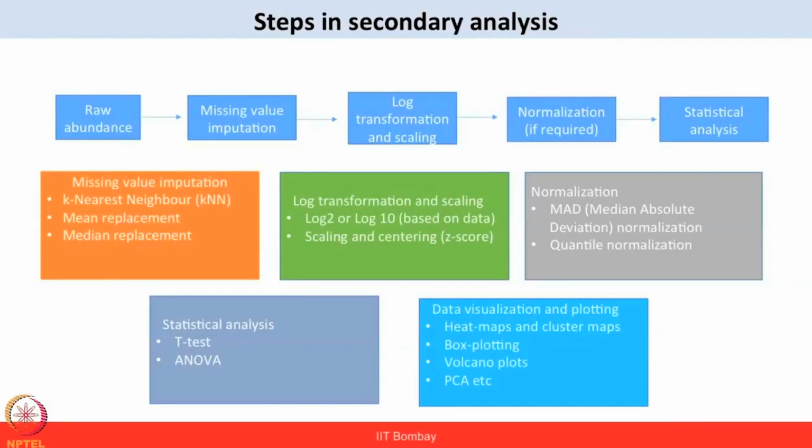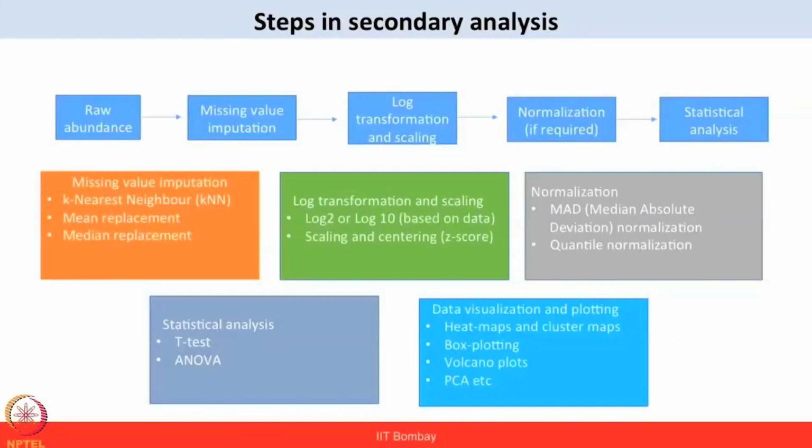Next step is to do log transformation and scaling. We generally do log 2 or log 10 based transformation and scaling and centering in order to be able to compare different kinds of distribution, because different samples may take up different kinds of distribution after log transformation and scaling. And the next step we can perform is normalization. Normalization comes under median absolute deviation normalization or quantile normalization. There are many other kinds of normalization that depend on your data structure, but here we will focus on these 2 kinds of normalization specifically.